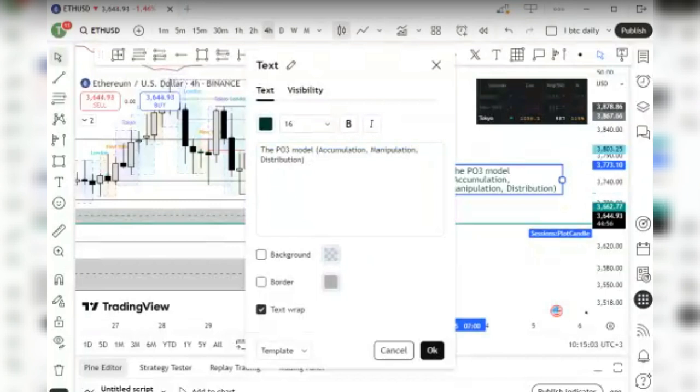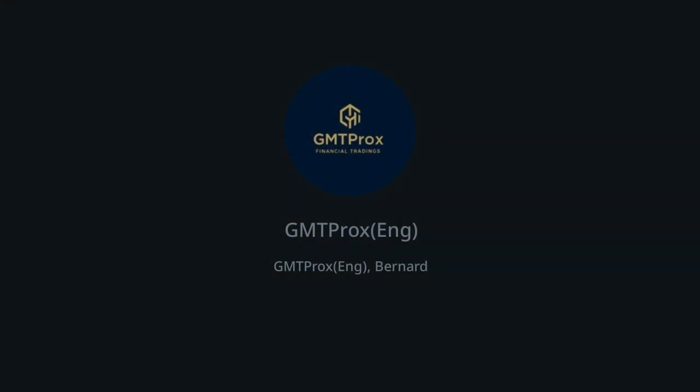Key trading sessions. Now, what are the key trading sessions? And specific timing, such as the overlaps between one market and another market. The key trading sessions are something you also have to pay attention to when dealing with the power of three.